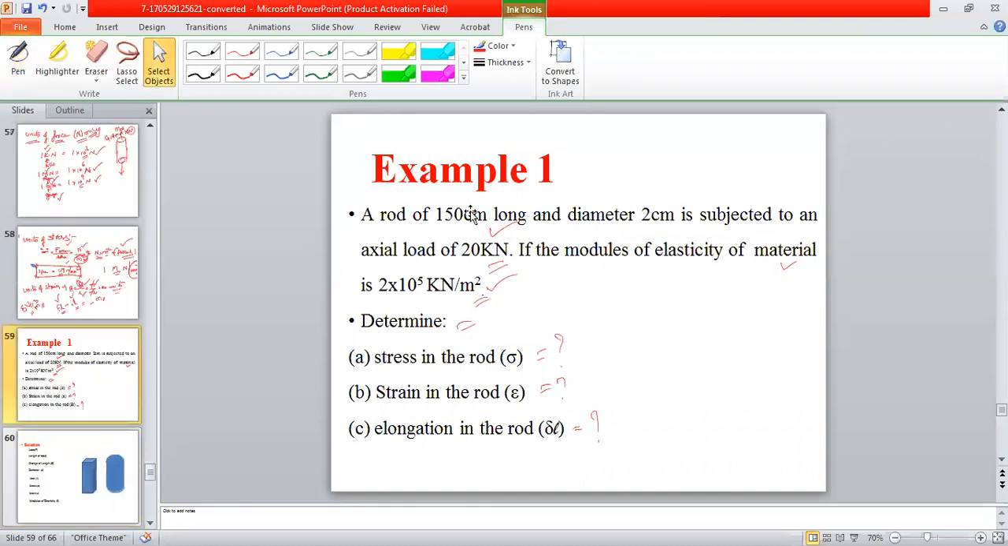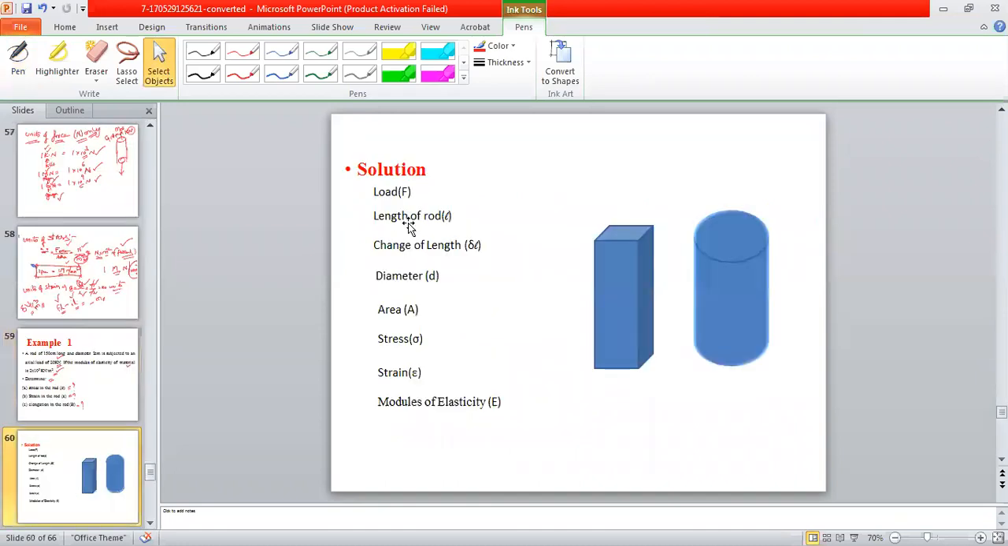Therefore, for the solution, what are the given data and what do we need to find here? So we need to find some values here. First load, next length of the rod, third one is change of length, fourth one is the diameter of the rod, fifth one is area, next is stress, next is strain, and the next one is Young's modulus, also called modulus of elasticity.